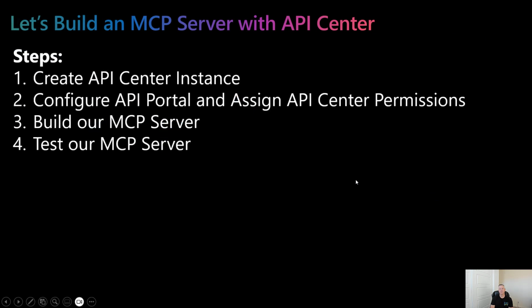So let's go ahead and build an MCP server with API Center. Here are the steps that we're going to show. We're going to create an API Center instance. We're going to configure the API portal and assign permissions. We'll build our MCP server, and then we're going to test our MCP server. I'm going to deliberately do this in VS Code, just to show you another tool and how this all plays together. So we're going to use VS Code to test our MCP server. Don't worry, later on we're going to take what we've built here and plug it into Copilot Studio.